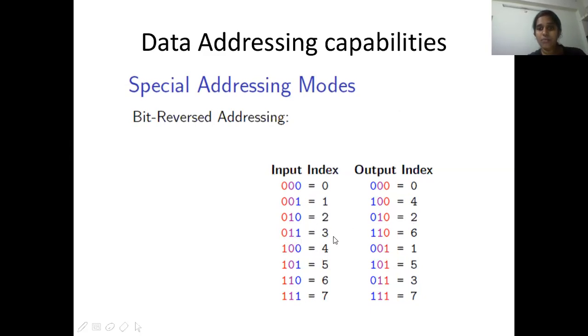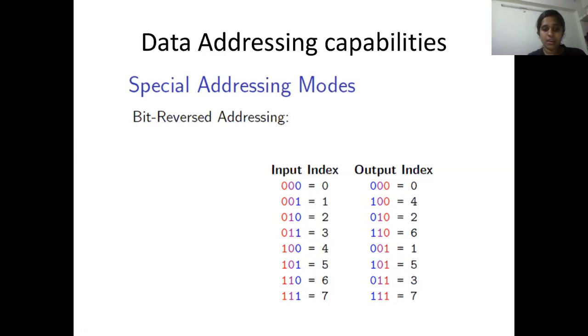Coming to 011, if you reverse that, it will become 110, so 3 will become 6. 100 will become 001. So 4 goes to 1, 5 to 5, 6 to 3, 7 to 7. This is the general accessing of data which is observed in bit reversed addressing mode. That was for 8 points. If you go to 16 points, it is 4-bit data. The same process will continue.